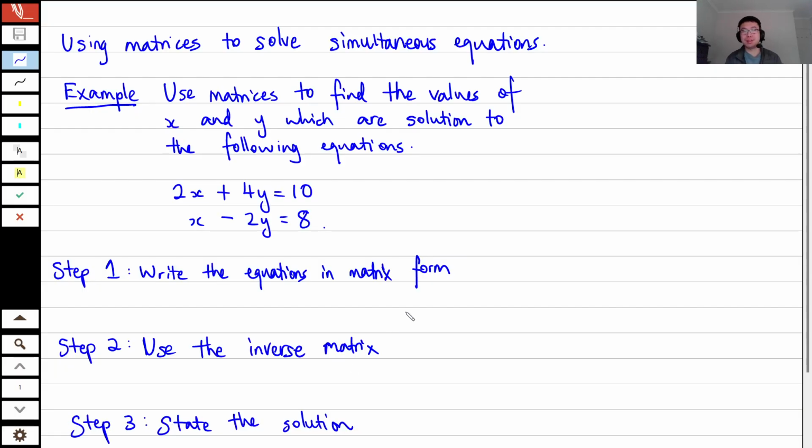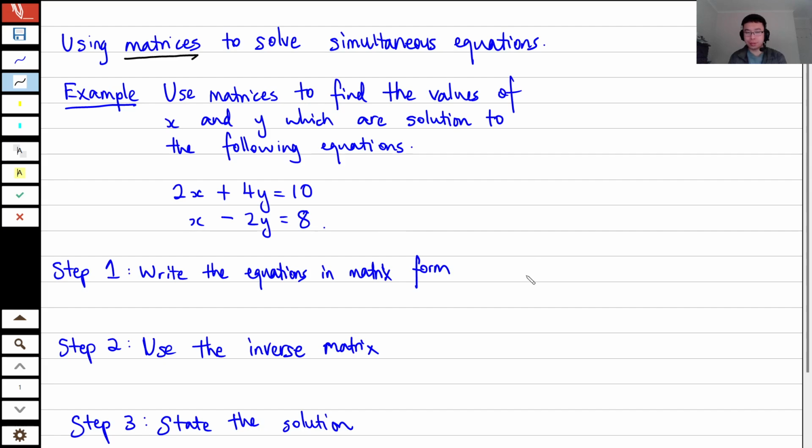Hi Year 11s. In this video I'm going to do a simple example of how to solve simultaneous equations using matrices. So the two equations that we're looking at in this example are 2x plus 4y equals 10 and x minus 2y equals 8.